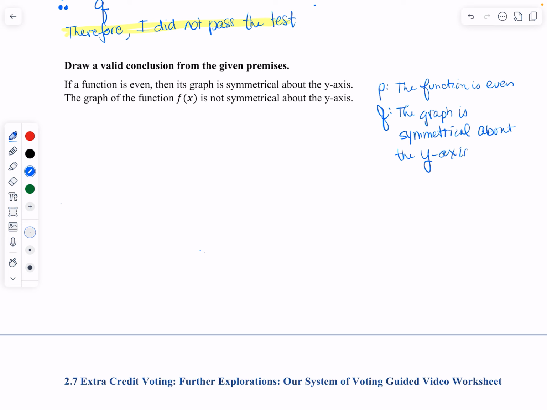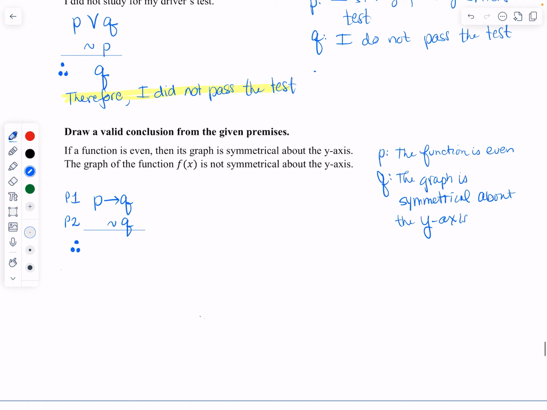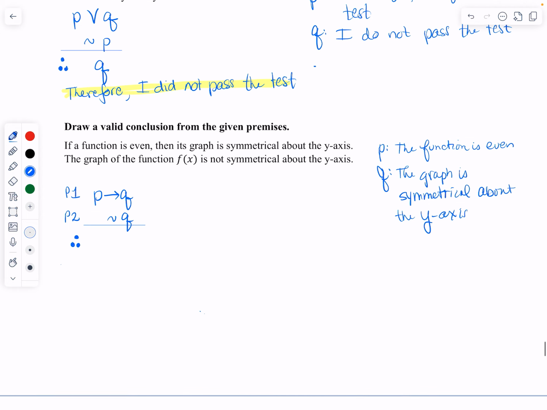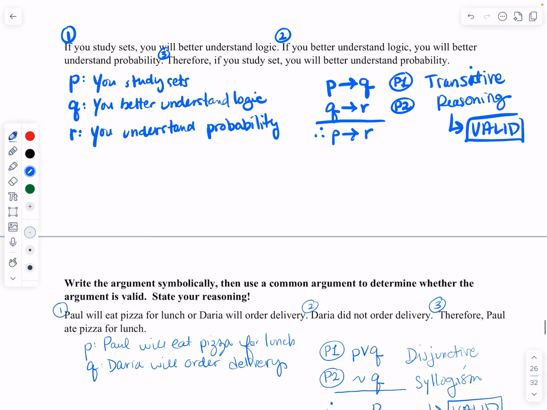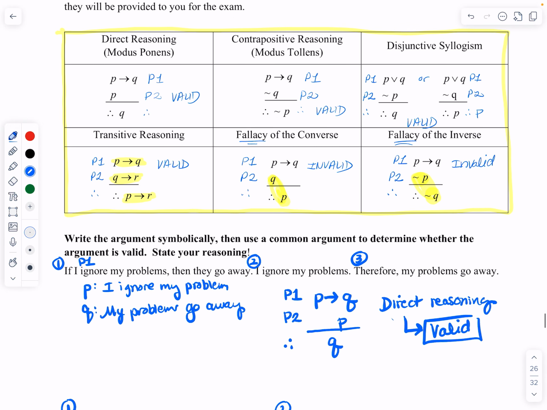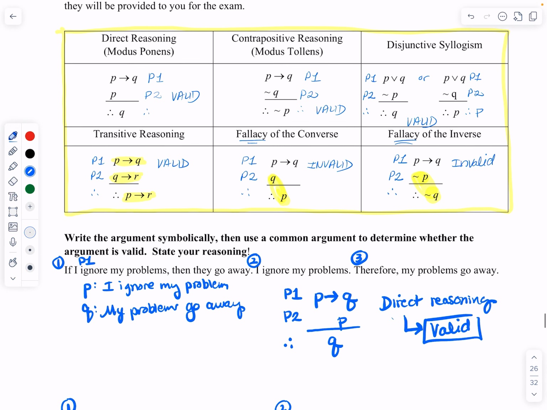Okay, so let's look at the first line, which is premises 1. If a function is even, that is p, then its graph is symmetrical about the y-axis, that's q. Premises 2 says the graph of the function f of x is not symmetrical about the y-axis. So if it's not symmetrical, it's going to be negation q. Now we got to look at what the conclusion would be. Okay, so let's go back up to the chart again, and I'm looking for if p then q, negation q. Okay, I see that is contrapositive reasoning.